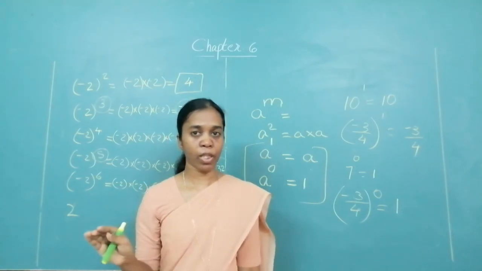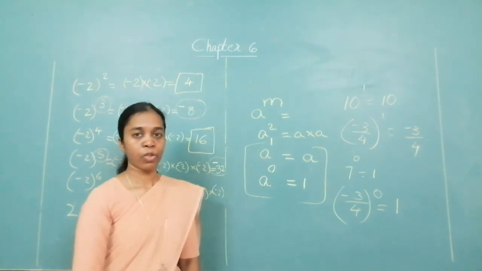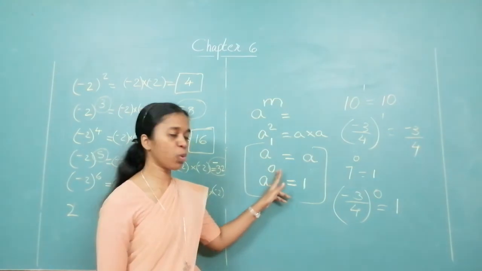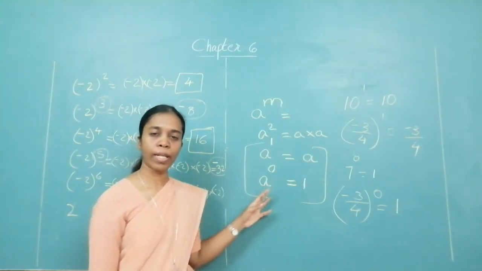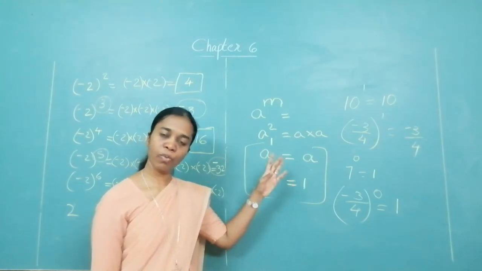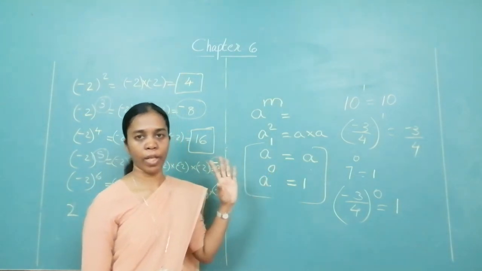I suppose this is clear to everyone. Please write this in your formula point. This is for you to remember like a formula. A raised to 1 is a, a raised to 0 is 1. That is, 3 raised to 0 will be 1. 10 raised to 0 will be 1. Minus 1 raised to 0 will be 1. Anything raised to 0 will be 1.